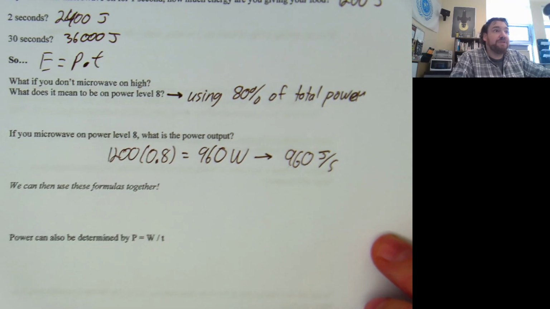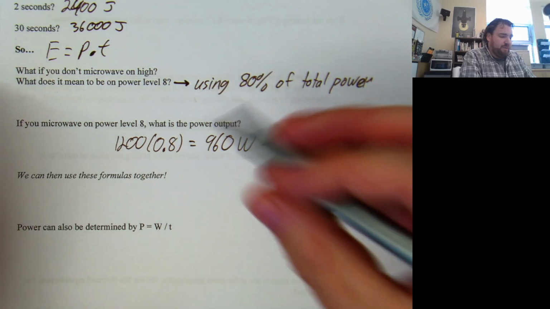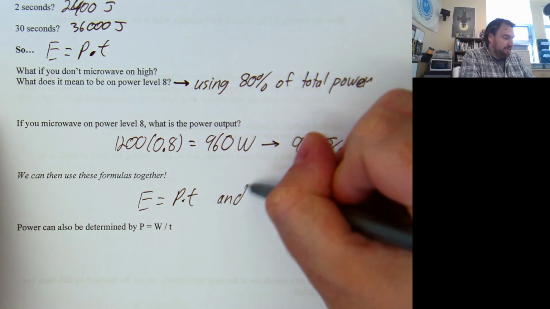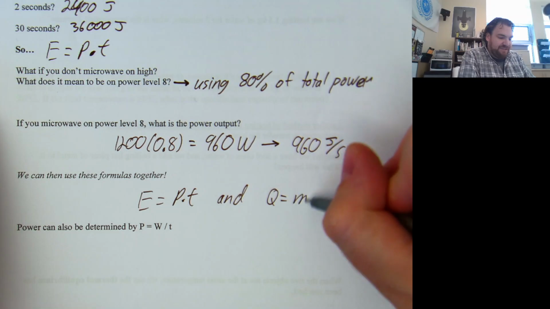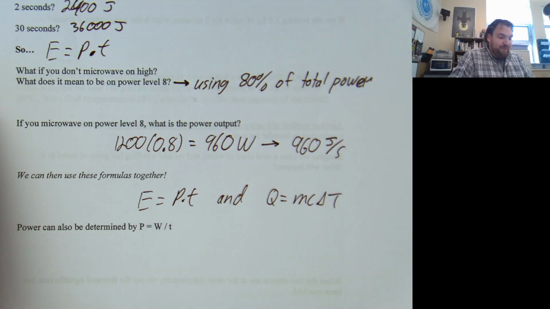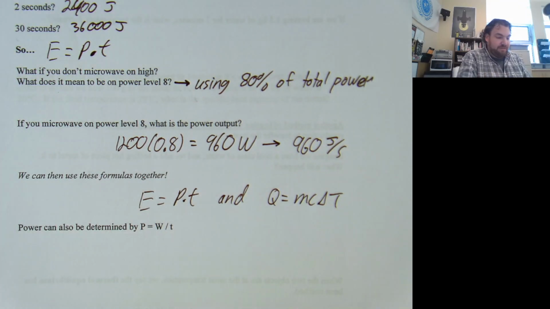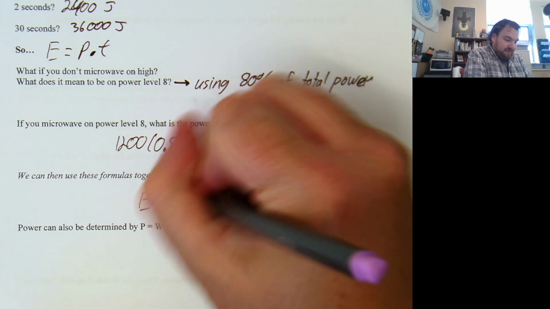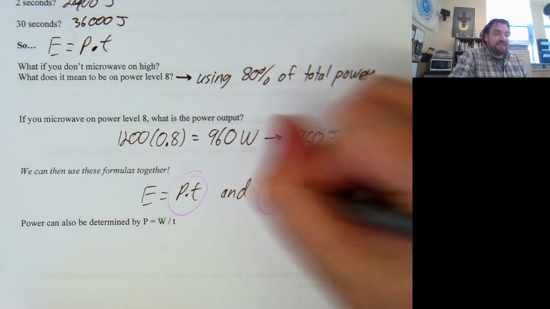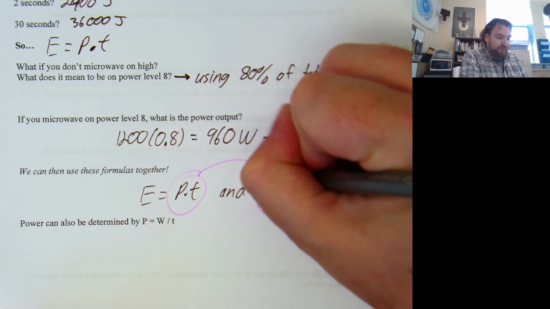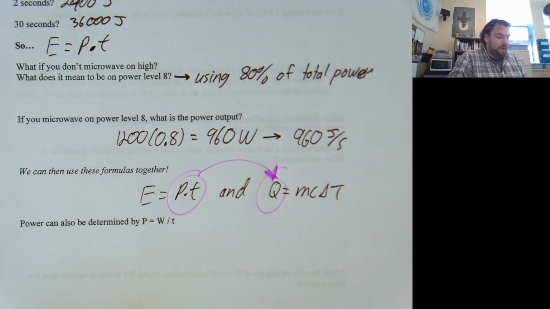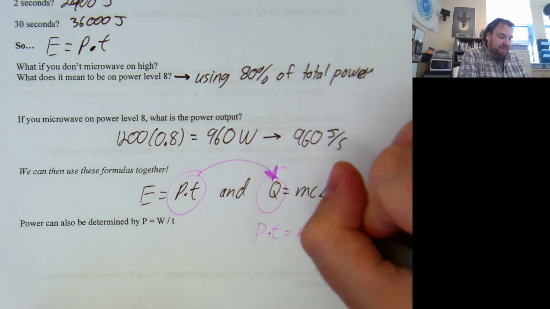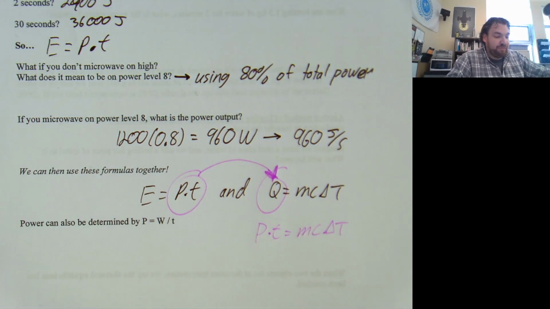We can put these formulas together. We can take energy equals power times time, and Q equals mc delta T, and we can combine them, where this guy is a form of energy, this guy is a form of energy, and we're going to put this expression right here. We're going to get power times time is going to equal the mass times the specific heat capacity times the change in temperature.